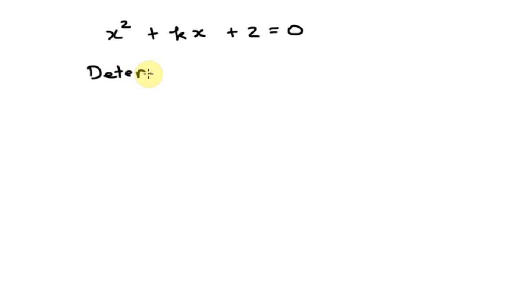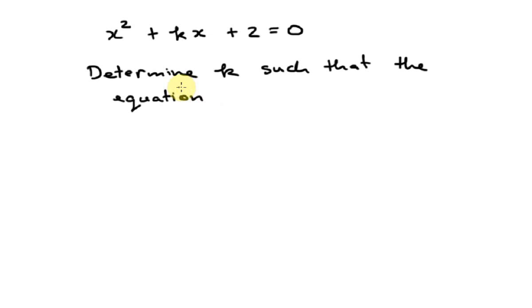So determine k such that the equation has, and now they're going to tell us exactly how many solutions we want. So determine k such that the equation has 2 solutions. Okay, so how are we going to do that? Well, this is a discriminant question. So what you do is you set up your discriminant.